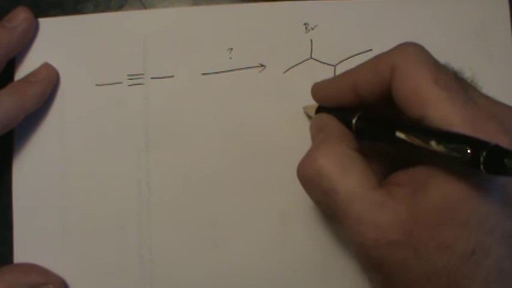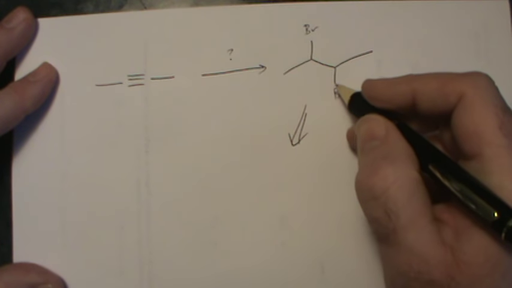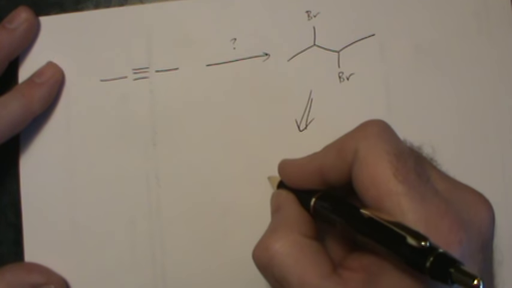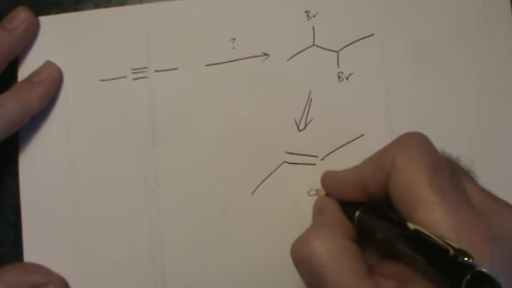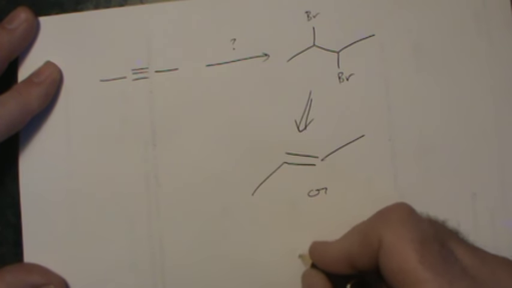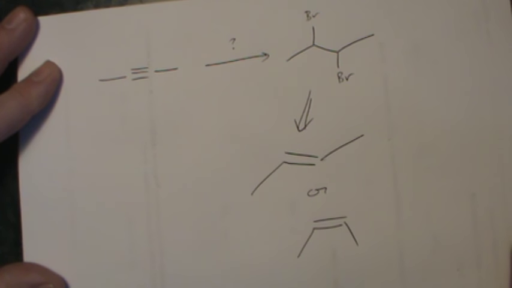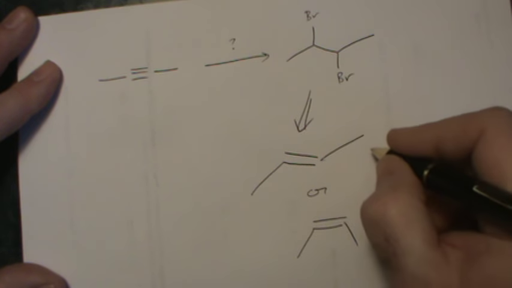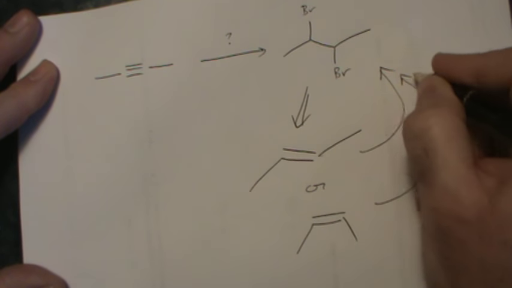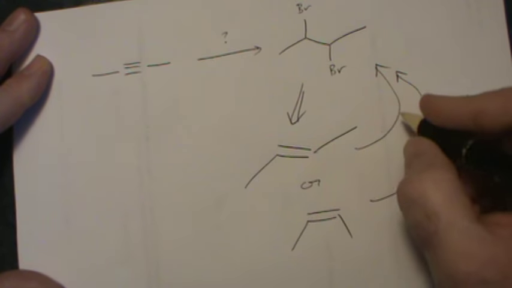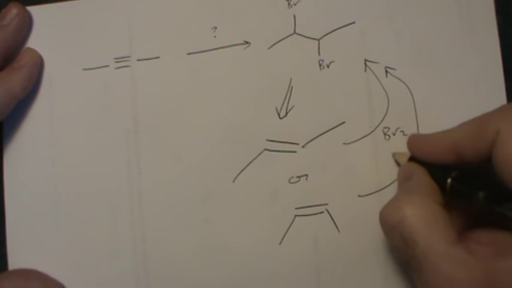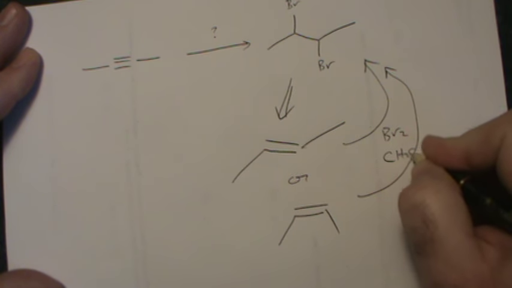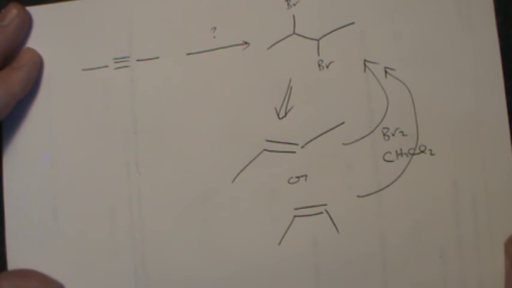Well, I hope you remember that a precursor to a vicinal dibromide would be the corresponding alkene. And in this case, since I'm not indicating any stereochemistry, it could either be the trans alkene or the cis alkene. Either of those approaches would work. The way we would take either of those two alkenes and convert it into the vicinal dibromide would be to use bromine in the presence of a nonpolar organic solvent, something like methylene chloride.